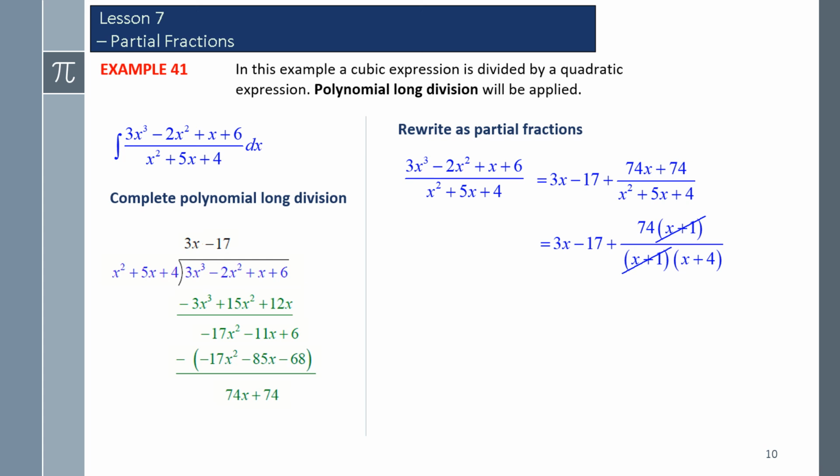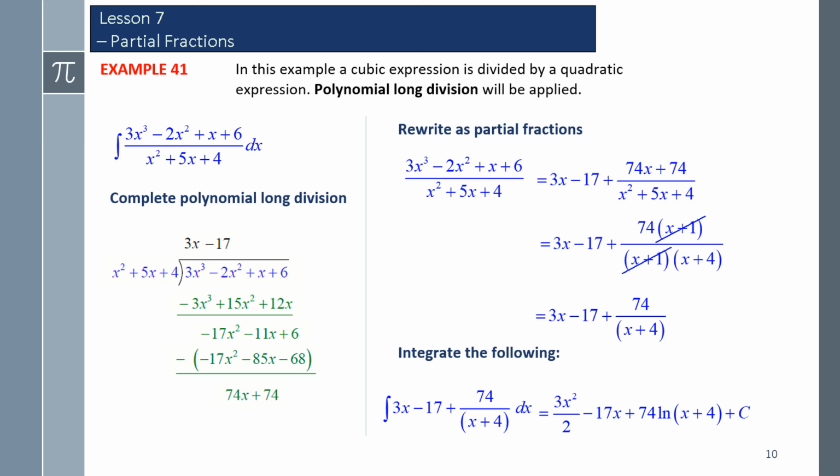This denominator can actually be factorized as x plus 4 times x plus 1, and I can factorize the numerator as being 74 outside of x plus 1. Let's cancel those factors. What we have is 3x take 17 plus 74 over x plus 4. Now we can integrate. The integral of 3x take 17 plus 74 over x plus 4 dx will become, using the power rule, 3x squared divided by 2, take 17x, that's a natural log, 74 ln x plus 4 plus c.